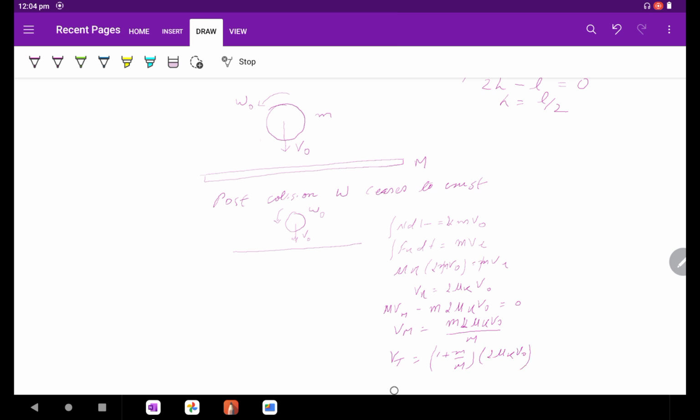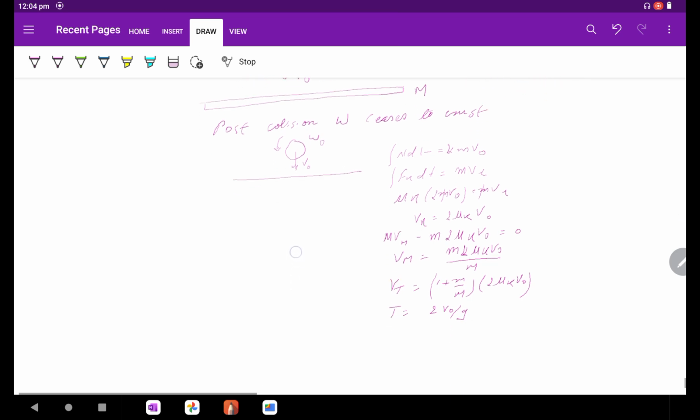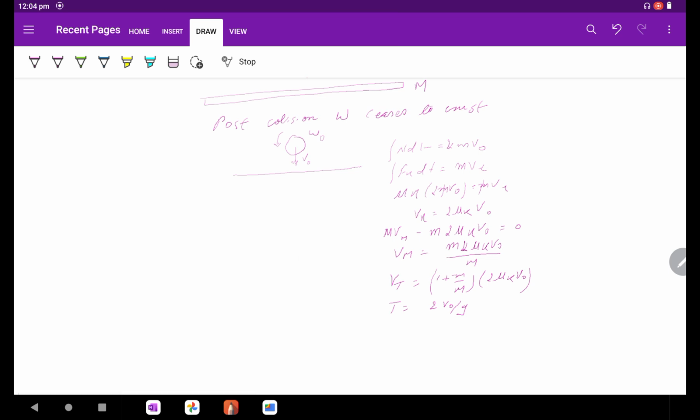This is multiplied with time of flight. Time of flight is apparent over here. It will be 2 v naught by g. We'll get the distance. So this is what we could be misled by. It can dupe you. It's not the case. So I keep it here.